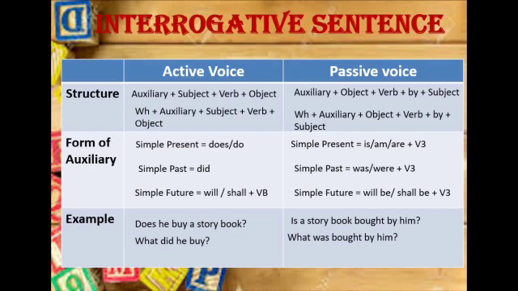Only what will remain, what, and did will be converted into was, and subject and object, as we know that here only the subject is given because the object is there in the word what. So, what was bought by him? Who will buy a storybook? Okay, all the rest of the WH words will remain as they are when they are converted into passive voice. Only who will be converted into by whom.